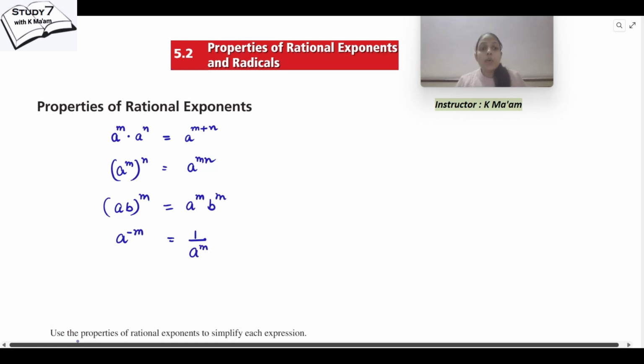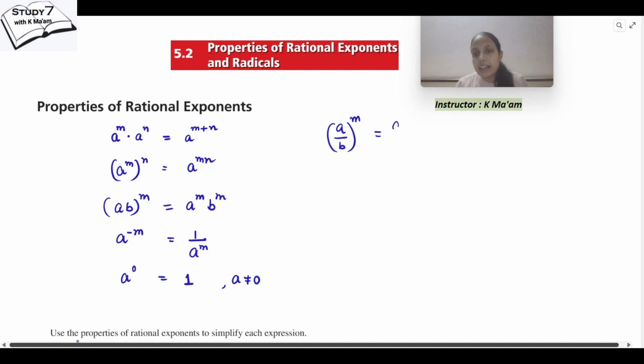Next is the zero exponent. Something power 0 is 1. Make sure a is not 0. You can't say 0 power 0 is 1. But any non-zero number, whether positive, negative, rational, or irrational, to the power 0 is 1, and a is non-zero.